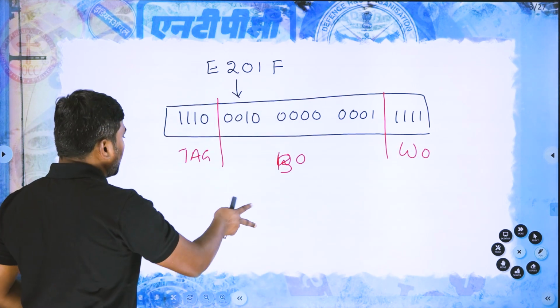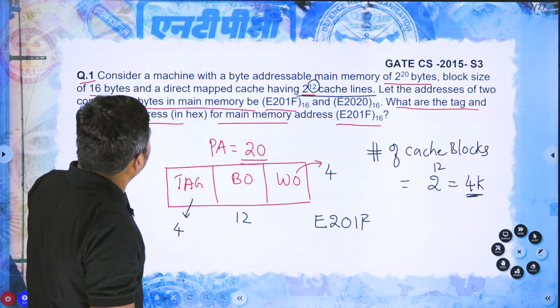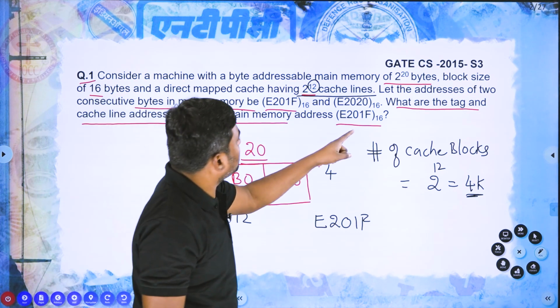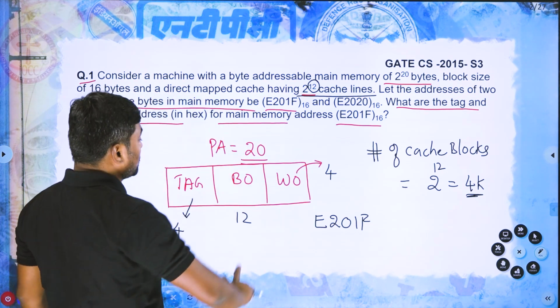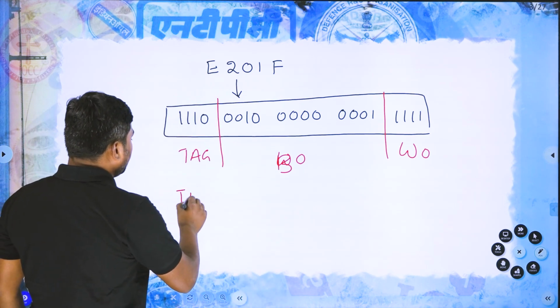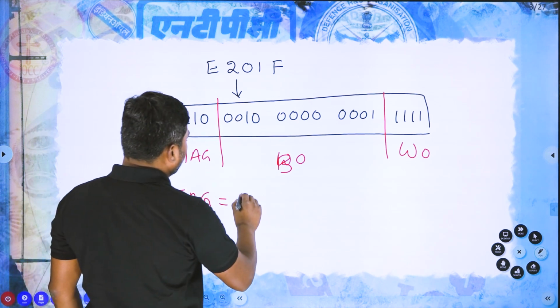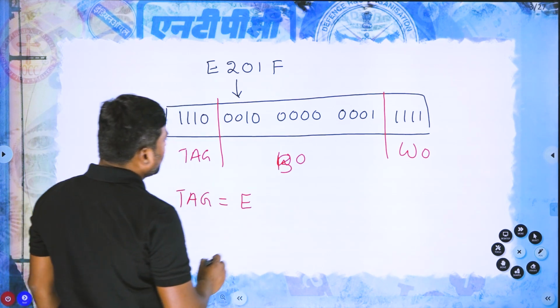Now, what is the question they are asking? What are the tag and cache line addresses for a main memory address like this? So in terms of hexadecimal they are asking. Getting my point? For the tag, look, this is the tag. This one only, tag 11110, that is nothing but E only. Yes or no? E only.